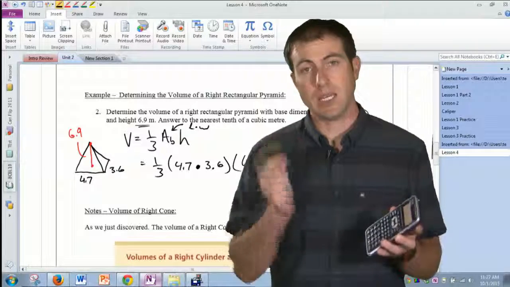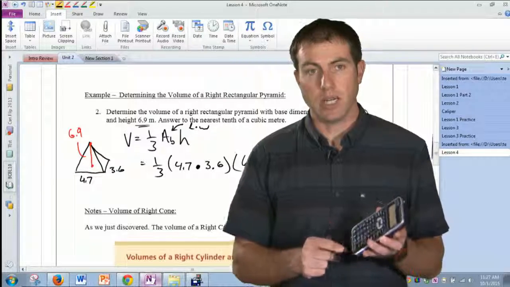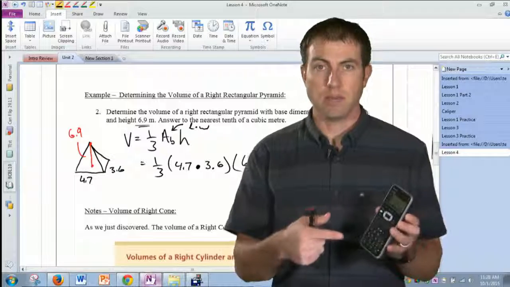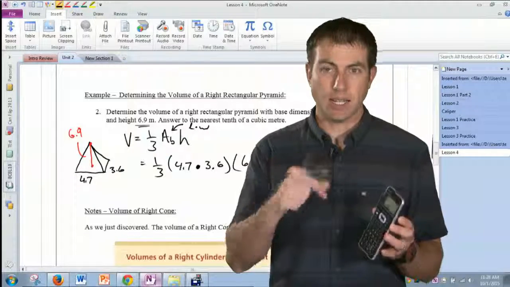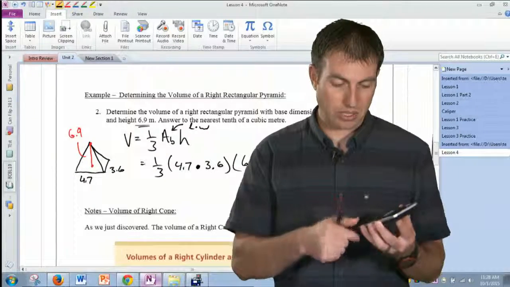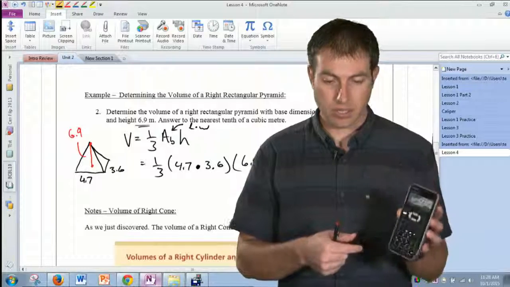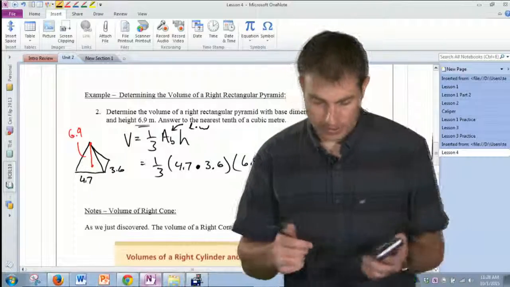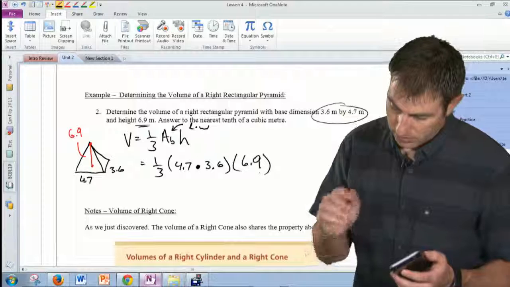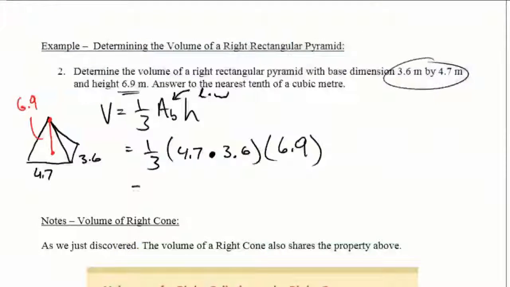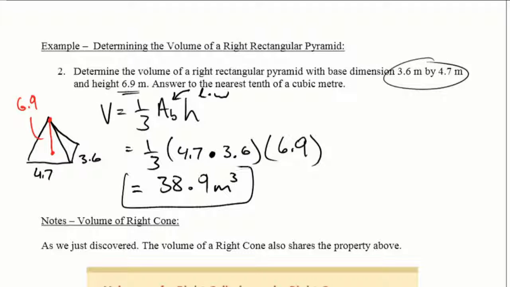And I'm going to hit the equal sign on my calculator, and then the answer is going to be displayed there. And then once I've done that, I'll use that divided by 3 at the very end. And then I get 38.9. And the answer to the nearest tenth of a cubic meter, so 38.91, so it's just going to be 38.9 meters cubed as my final answer.